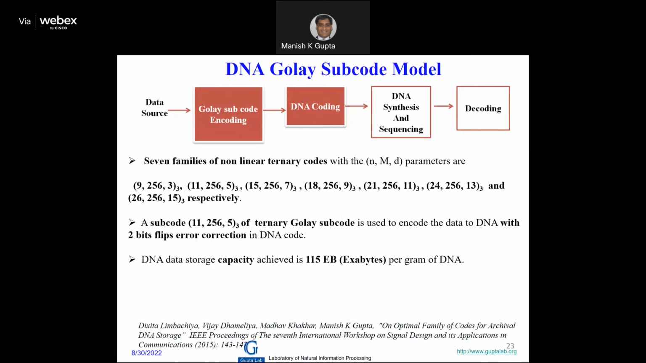And the capacity, of course, this is all theoretical. We arrived at a capacity of 115 exabytes. So it was a good thing. At that point in time, Goldman was 2.2 petabytes, and this was in exabytes already. So this was the first exabyte scheme that we presented, correcting 2-bit flip errors per gram of DNA. Of course, we have not done any experiment.